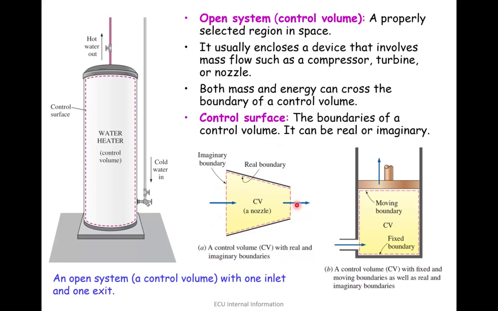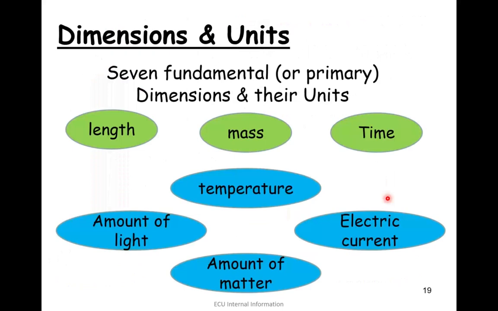For example, this broken line can be a real or an imaginary border. Sometimes it can be moved, like this piston inside the cylinder, which can move up and down. Then the boundary of the system, or control volume, can change. So basically we can say a control volume can be fixed or it can be movable.